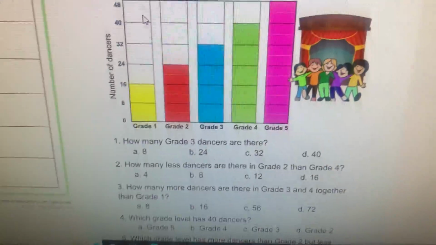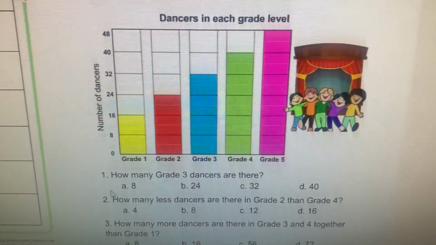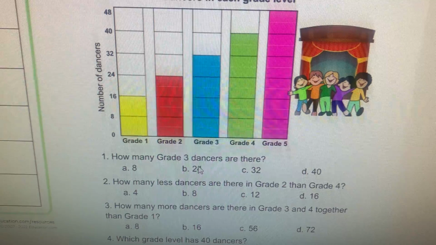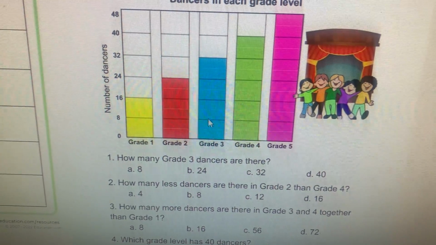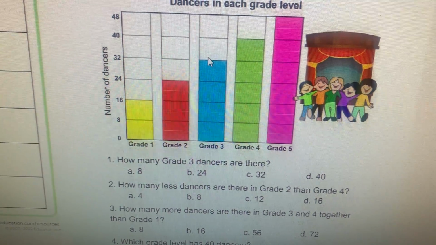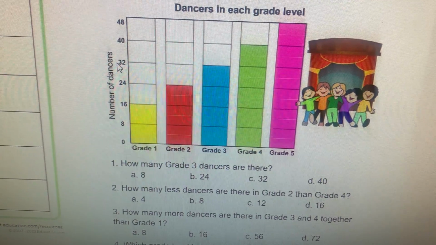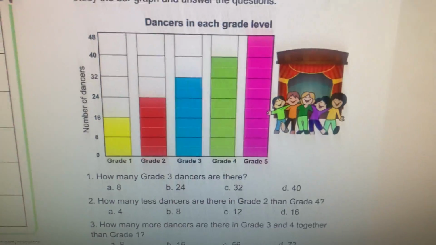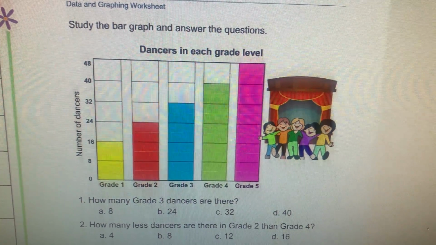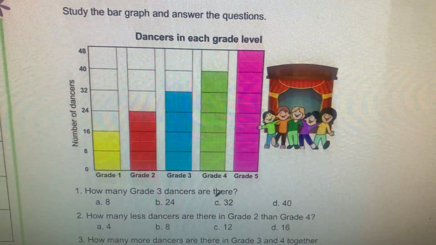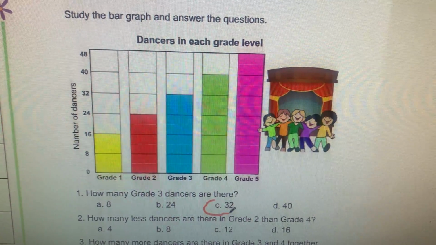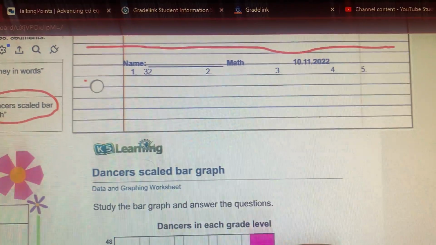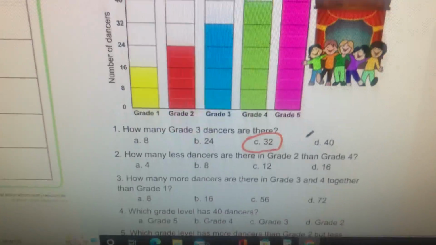Okay, so number 1 says, how many grade 3 dancers are there? Well, we'll go to grade 3 and we'll follow the blocks up and see which number that line lands on. It lands on 32. So the answer is 32. So you're gonna go over to your lovely screen. You're gonna type 32. Circle it on here too. All right, and so you'll write your answers on your paper.